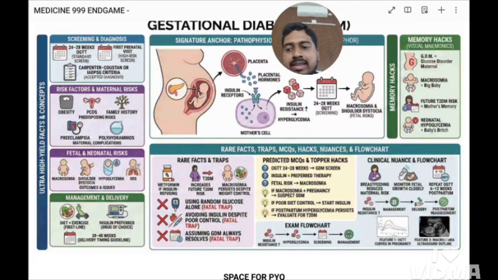Next, diet plus exercise is the first line. So never say medications first. Diet and exercise is the first line, and then insulin is preferred. Insulin is the drug of choice. Other facts: metformin is used if the patient is refusing insulin, then we go for metformin. It will increase future risk of type 2 diabetes mellitus after gestational diabetes mellitus.